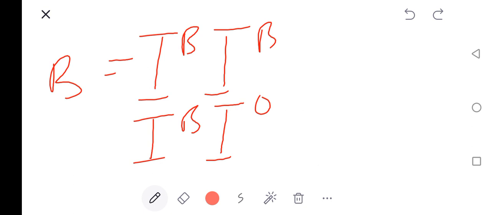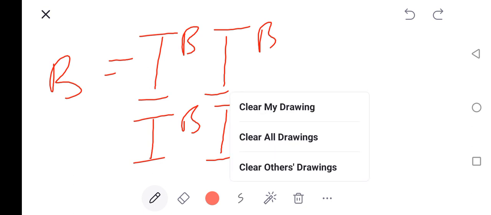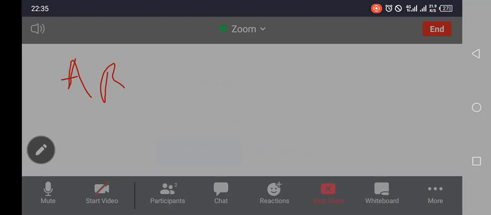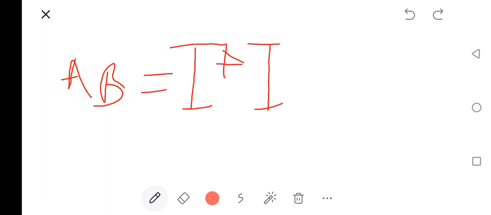Now for blood group AB, AB is dominant, it has I A and I B. AB is a combination.